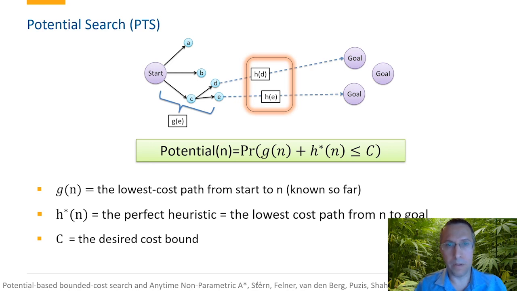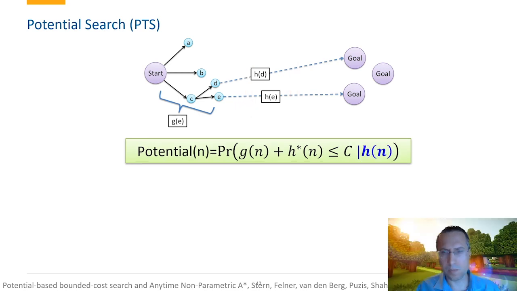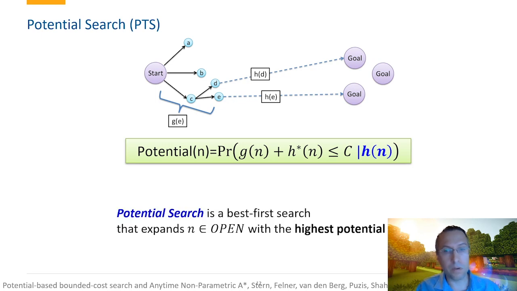Remember that we also have a heuristic, and while the heuristic may not be accurate, it is expected to have some statistical relation with the value at estimate, which is h star. Therefore, I'll correct the definition of potential above such that it also considers the heuristic. So now we know what is potential search. It is the best first search that expands in every iteration the node with the highest potential in open. But I didn't explain how exactly to compute the potential.